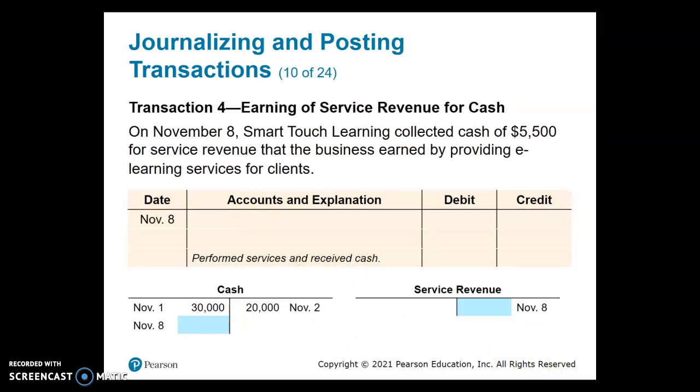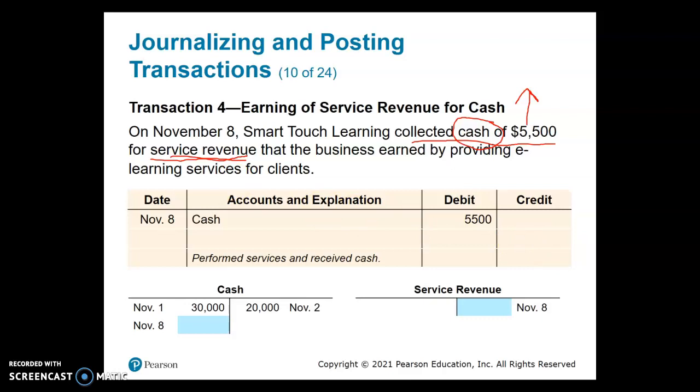Next we have transaction number 4, earning of service revenue for cash. On November the 8th, Smart Touch Learning collected cash of $5,500 for service revenue that the business earned by providing e-learning services for clients. So we have cash as an account, that is an asset, right? And we collected the cash, so that is going up. So an asset, cash going up, you already know is your debit. So we've got cash, $5,500. Service revenue, that's a component of equity, of retained earnings. It affects equity and it makes it go up. So our service revenue is going up.